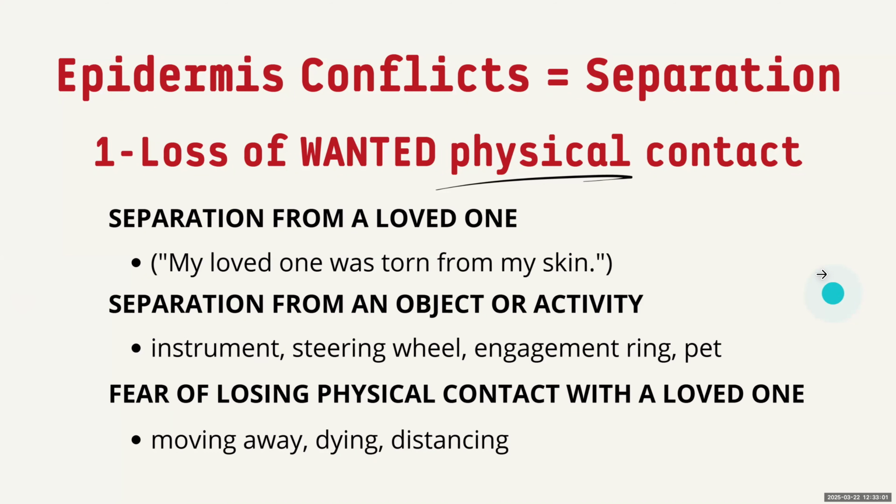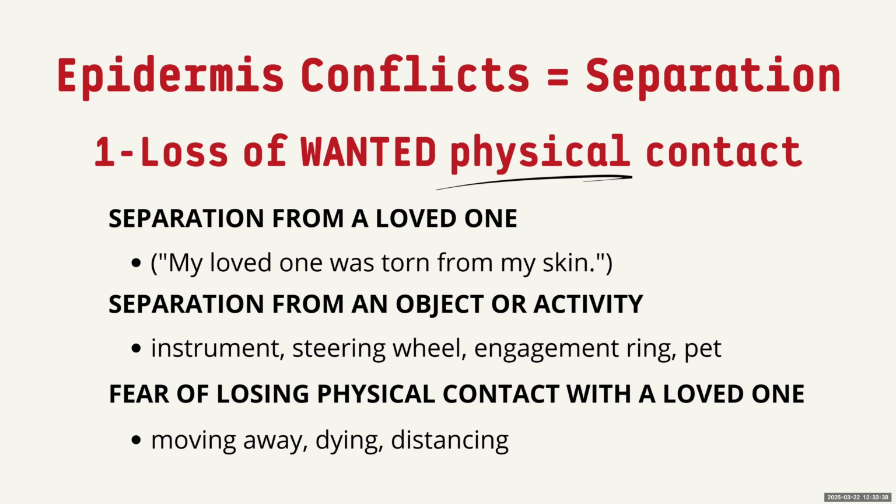So for the epidermal conflicts, there are subcategories. The subcategories under the general umbrella of separation are, first, you're separating from a wanted physical contact. So you wanted it, but you didn't get it. A person, an object, an activity. She's specifically saying it's not a house, not from a residence. So just make a mental note of that.